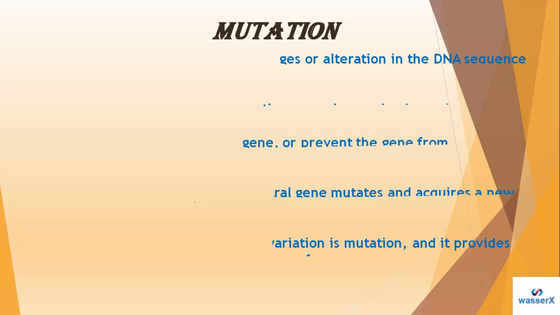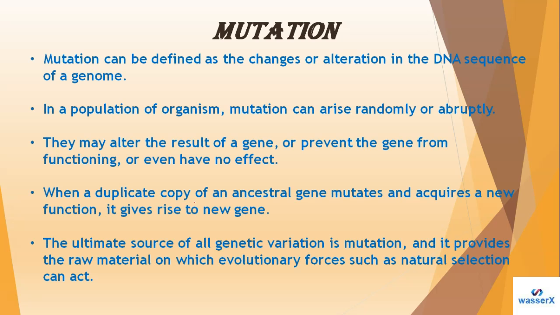Now we'll be studying mutation in a little detail, point-wise. Mutation can be defined as a change or alteration in the DNA sequence of a genome. So that's what we call mutation, as I told you. In a population of organisms, mutation can arise randomly or abruptly. Please keep in mind that mutation is not just a continuous process. Sometimes it happens randomly and sometimes it happens abruptly. Okay, so that's a drastic change you can say.